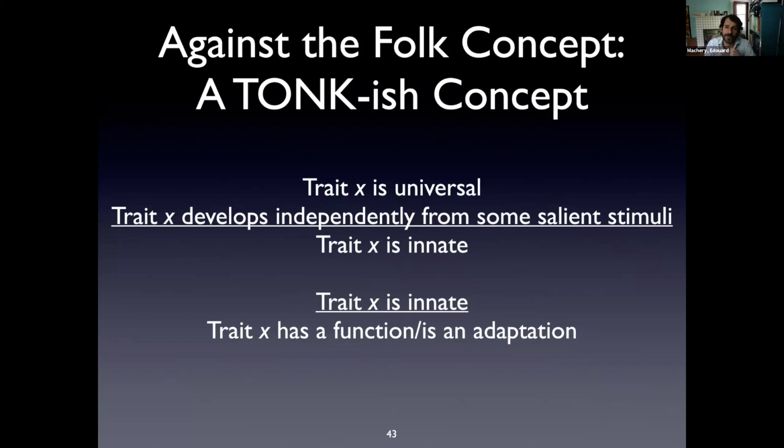So for example, if a trait X is universal, if it's fixed, if it develops independently of its environment, you're going to conclude that it's innate. And from the fact that it's innate, you're going to conclude maybe that it has a function or that it is an adaptation. But that inference is unreliable, since these three properties, typicality, canalization, which is a way of thinking about fixity, and having a function, being an adaptation, are by and large independent from one another in the biological world. So you would be unreliable if you moved from one empirical premise to the next one.